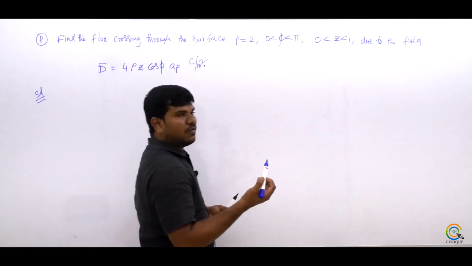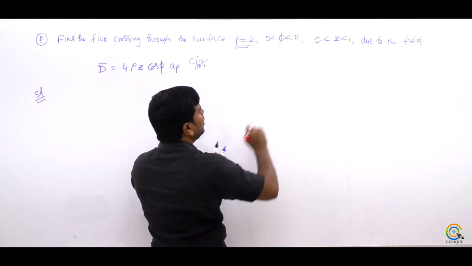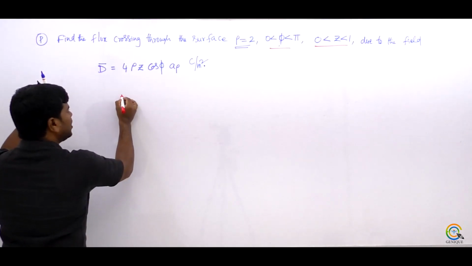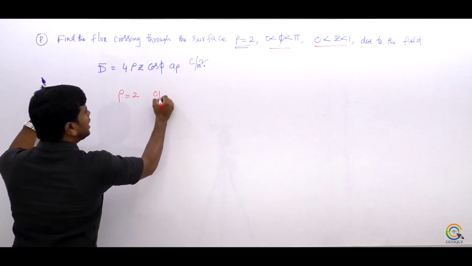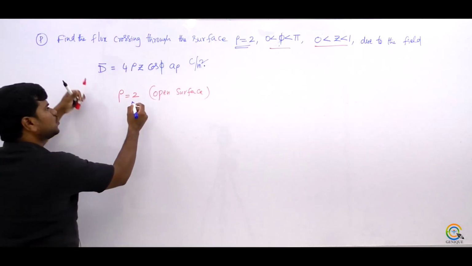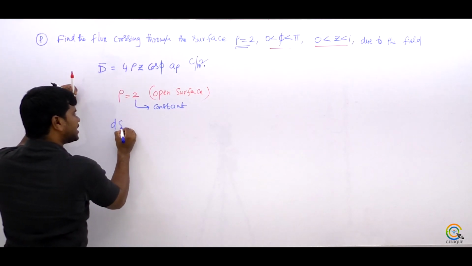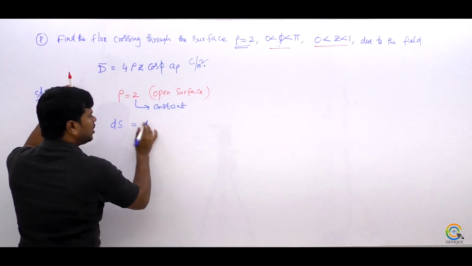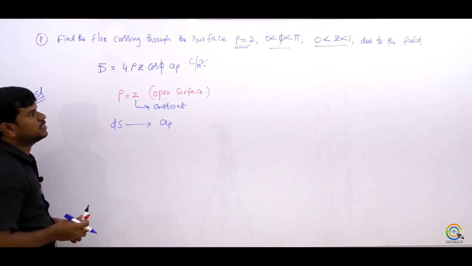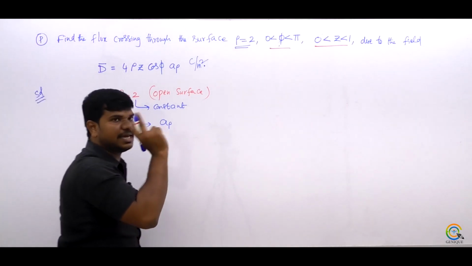Here also, what are the coordinates? Rho, phi, z. Here rho is kept open, and these two are bounded. So here also it is an open surface. What is that surface? Rho equals 2 is an open surface, a constant surface. Rho equals constant surface. What is the surface direction? The surface direction will be a rho only. You have to understand this very clearly.